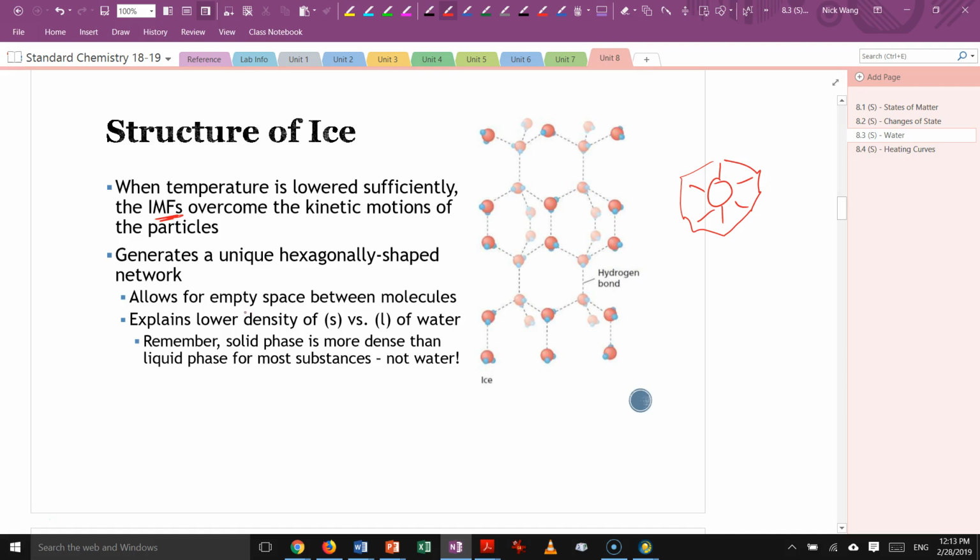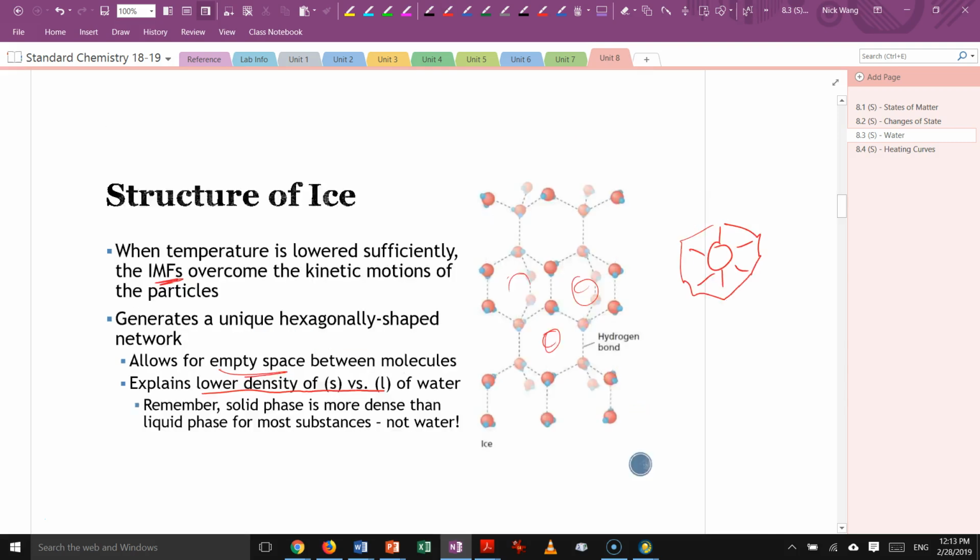This also allows for empty space. So you can see here, there's a lot of empty space in this three-dimensional space right here. Empty space is also important because that then changes the density of your structure. So this allows for the lower density of the solid form versus the liquid form for water.